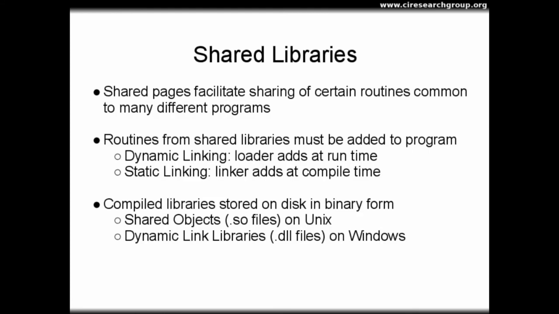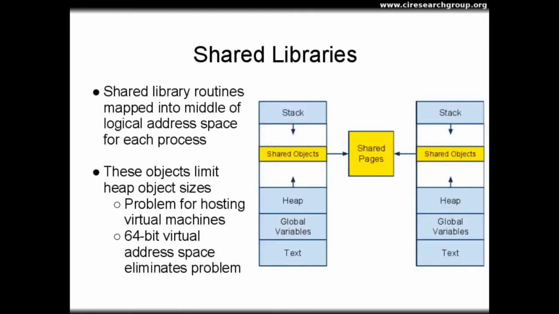On disk, precompiled shared libraries are stored in binary form as shared objects or .so files on Unix. These libraries are called dynamic link libraries, or DLLs, on Windows. Runtime dynamic linking of these shared libraries relies on read-only shared pages that can be used by multiple programs at the same time. Shared libraries are made available to processes by mapping them into the middle of the logical address spaces of each process, between the stack and the heap. These shared objects limit the maximum size to which the stack or heap can grow before running out of space.